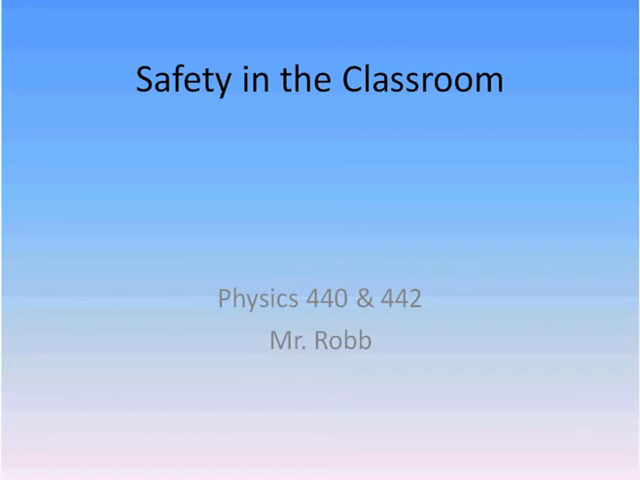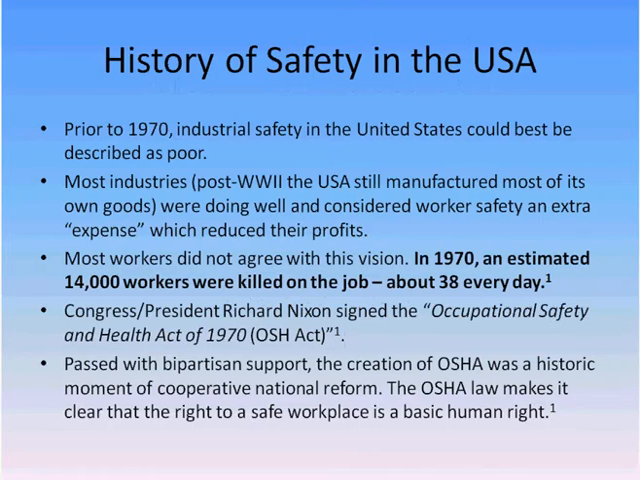Here we go. So, briefly, the history of safety in the United States prior to 1970 best could be described as poor. You'll notice there in bold in the middle of the page, an estimated 14,000 workers were killed on the job in that year. Works out to about 38 every day.